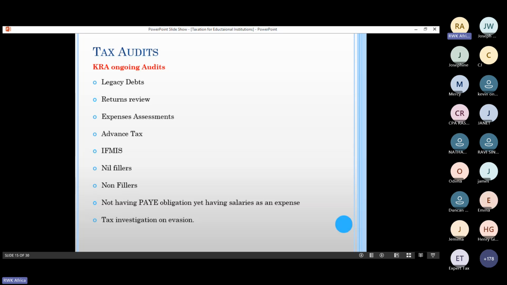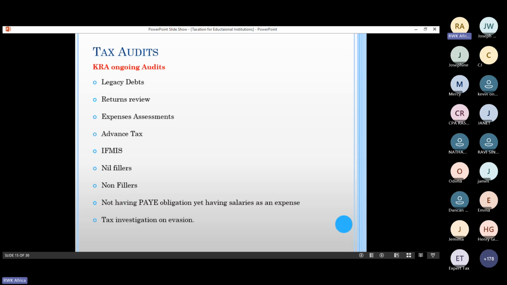Then we have the advanced taxes. We talked about that relating to the school buses and any other commercial motor vehicle that you have. We said that you should pay the taxes to KRA at the beginning of the year. So if in your accounts you have motor vehicle under your assets, but you don't have advanced tax paid, that one is also another issue with KRA. So ensure that you have paid the advanced taxes.